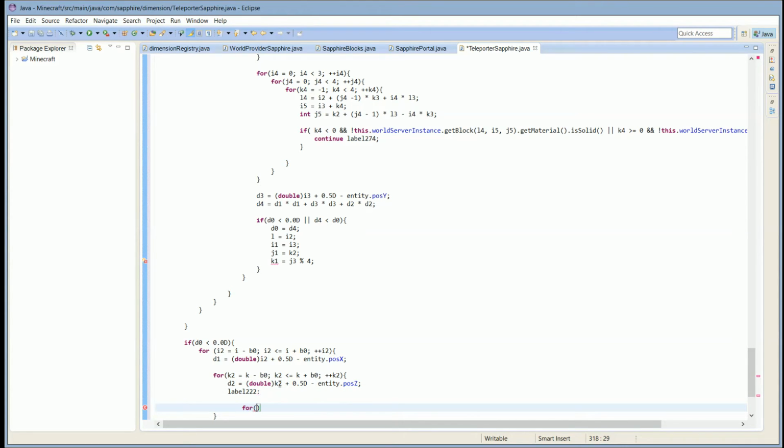For I3 equaling this dot world server instance dot get actual height minus 1, and I3 being less than or equal to 0. Don't continue with I3.